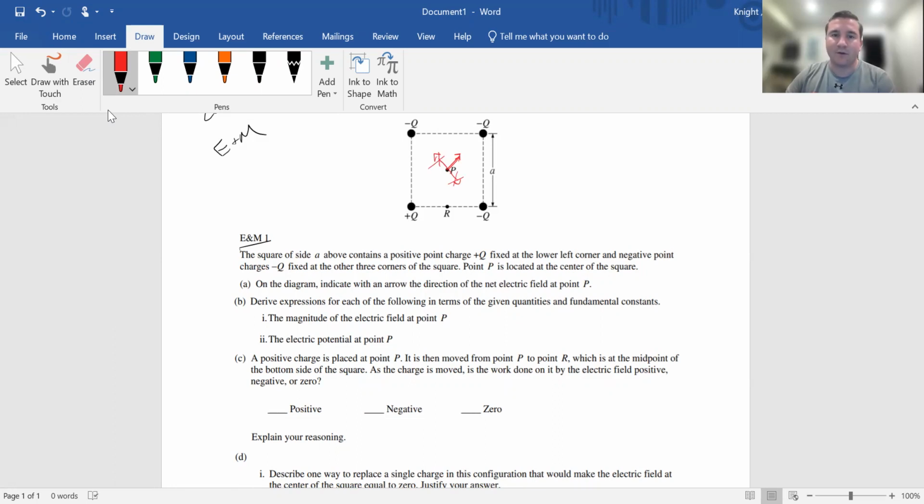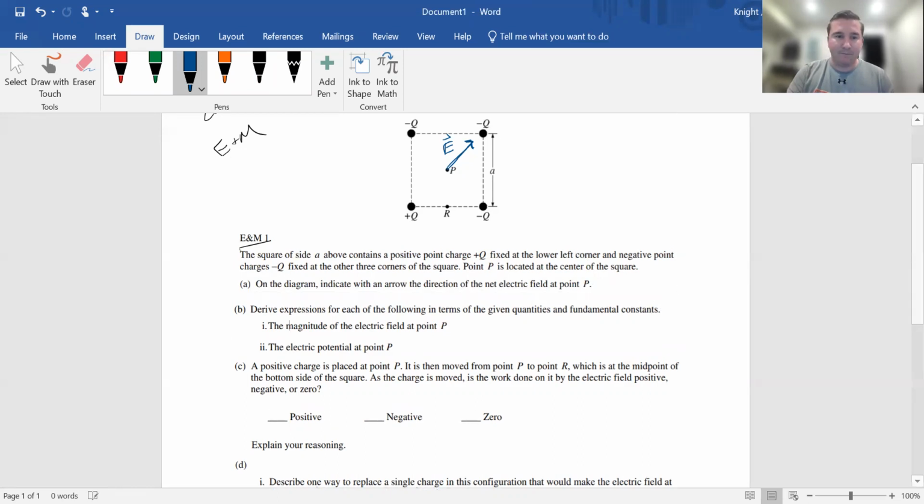Those two, from the negative Q in the top left and then positive Q in the bottom left, are going to combine, and we'll get, if I can erase right here, the total field towards the top left. Put a little E on that, electric field. On the diagram, indicate with an arrow the direction of the net electric field at point P. There we go.